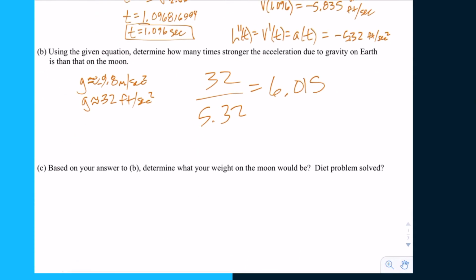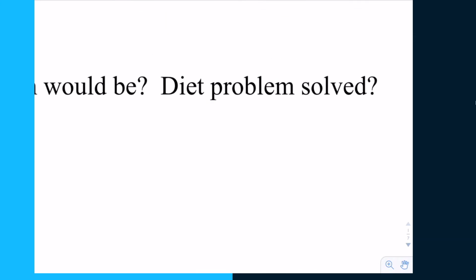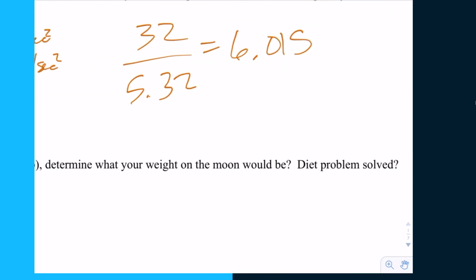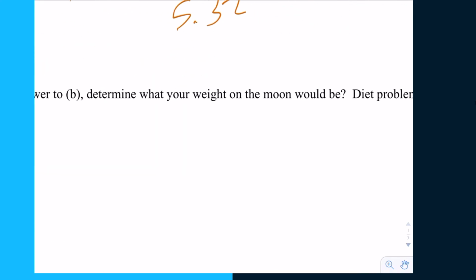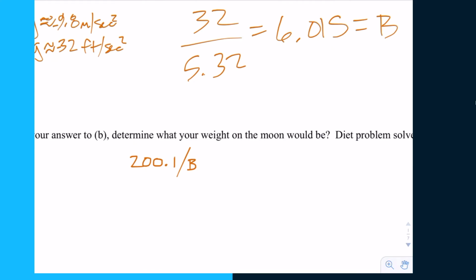Okay, so part C, based upon your answer to B, determine what your weight on the moon would be. Diet problem solved? Yes. All right, so you do yours and I'll do mine. Now, I'm going to store that 6.015 as alpha B. And if I store it as alpha B, I'm going to write it here. So you don't have to write your weight down. I'll write mine down, but you don't have to see what it is. What is B? Oh, I stored that as B, 6.015.